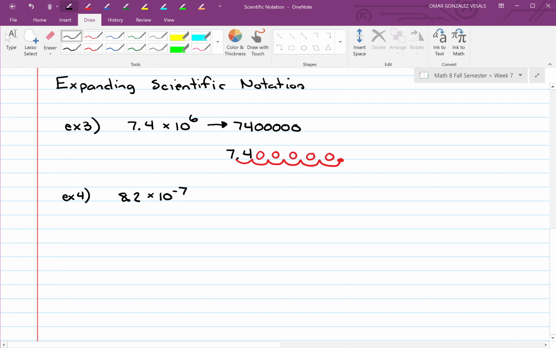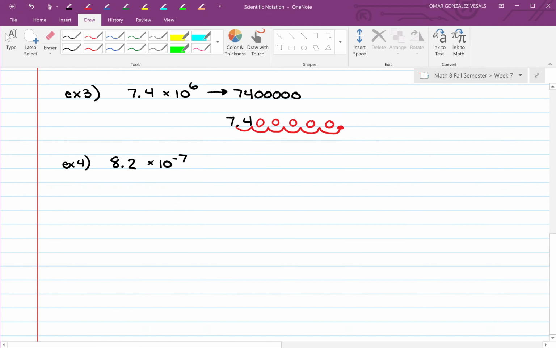Go and try to expand that, guys. Here, let me rewrite that again. 8.2 times 10 to the negative 7. Exactly. So it's a negative number, so we got to move the decimal which way? To the left. And I'm sorry, not a negative number, negative exponent, I should say. How many times to the left? So 1, 2, 3, 4, 5, 6, 7.